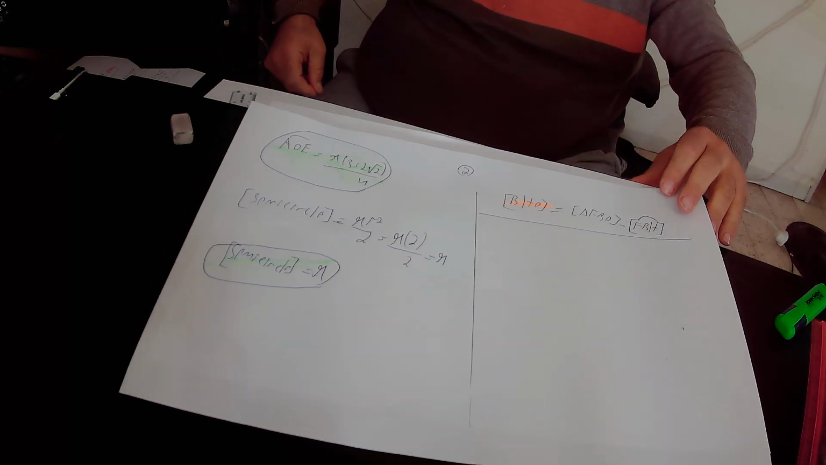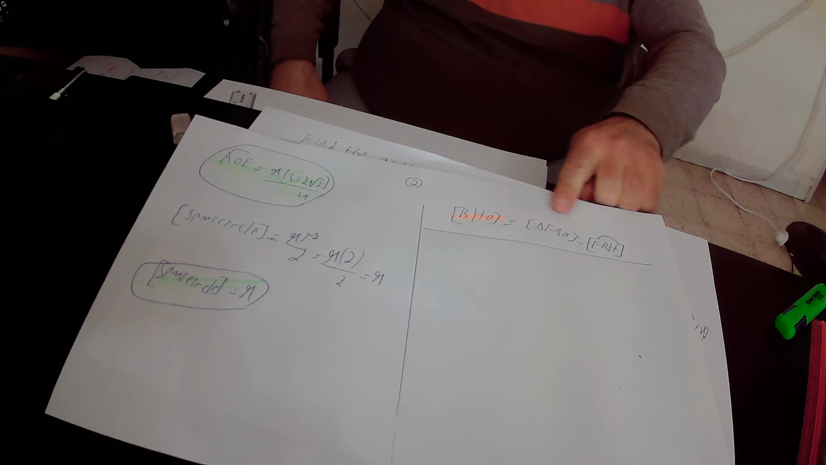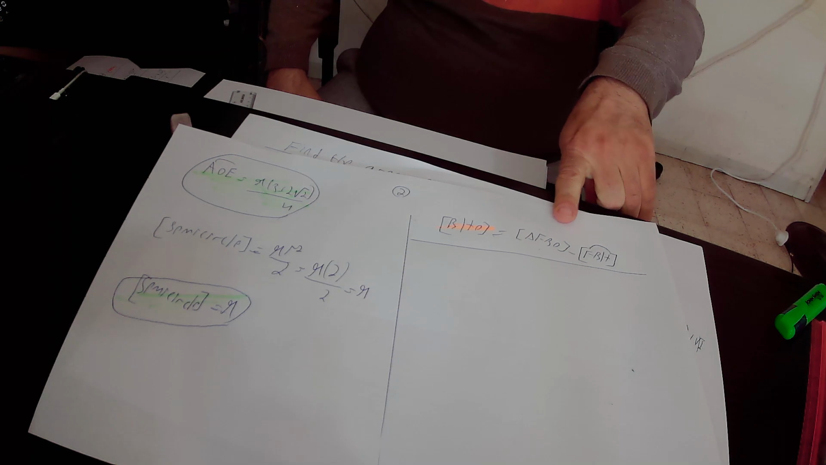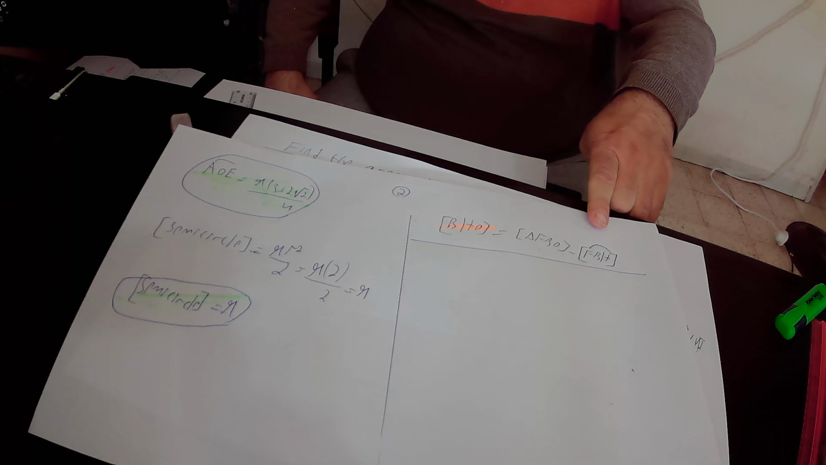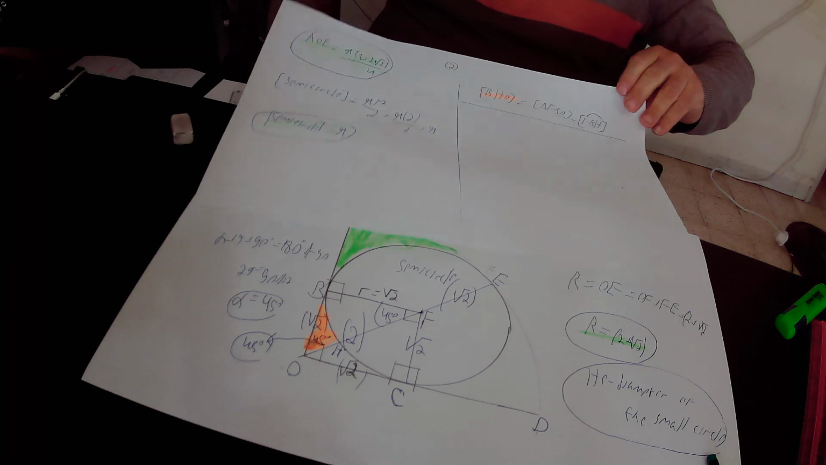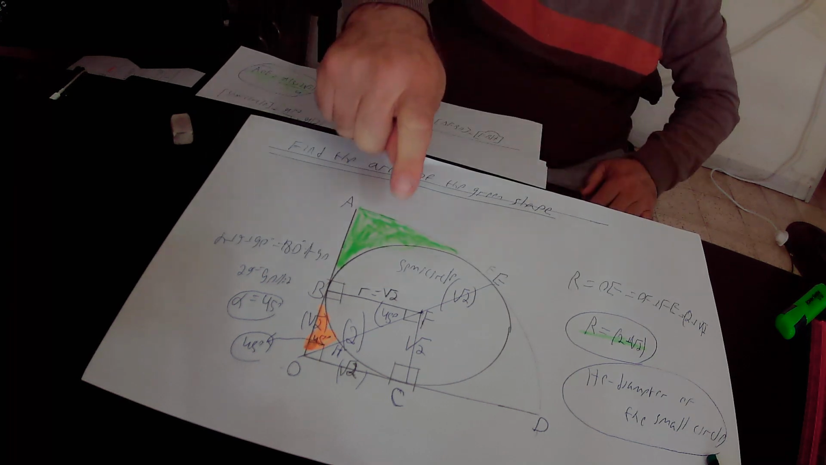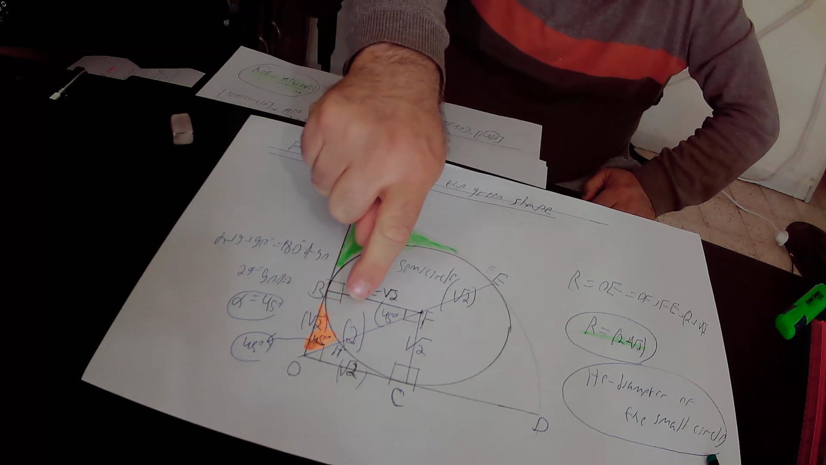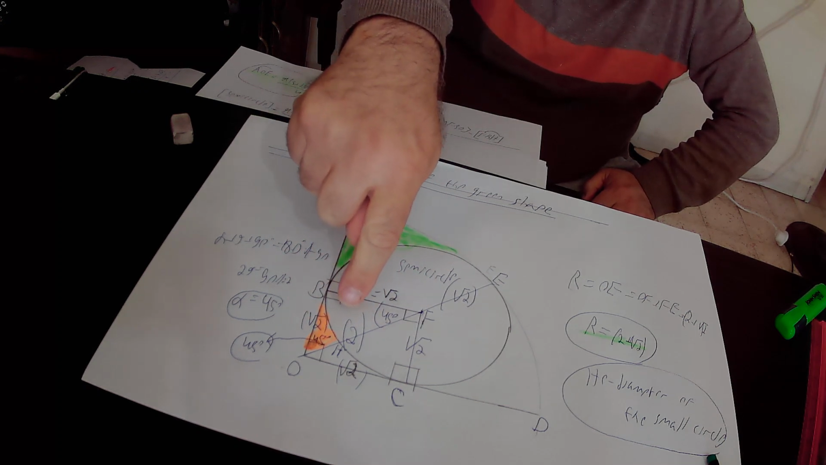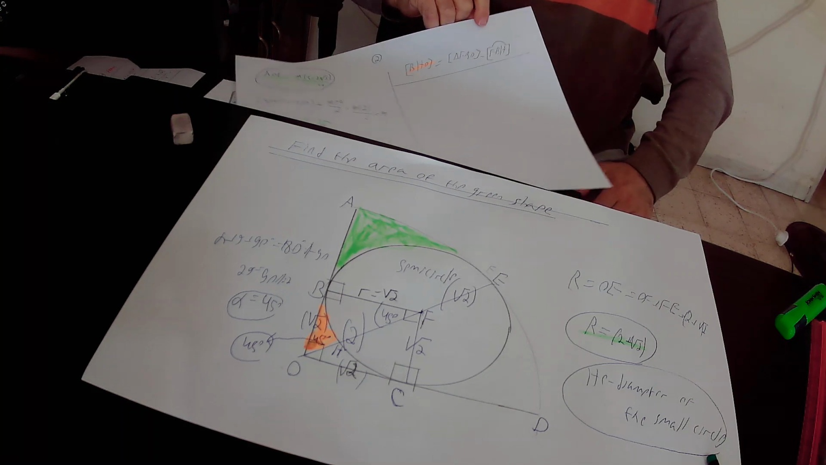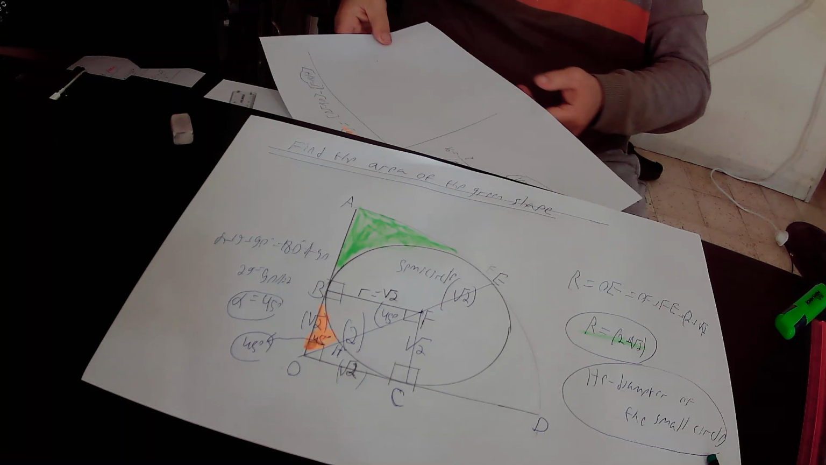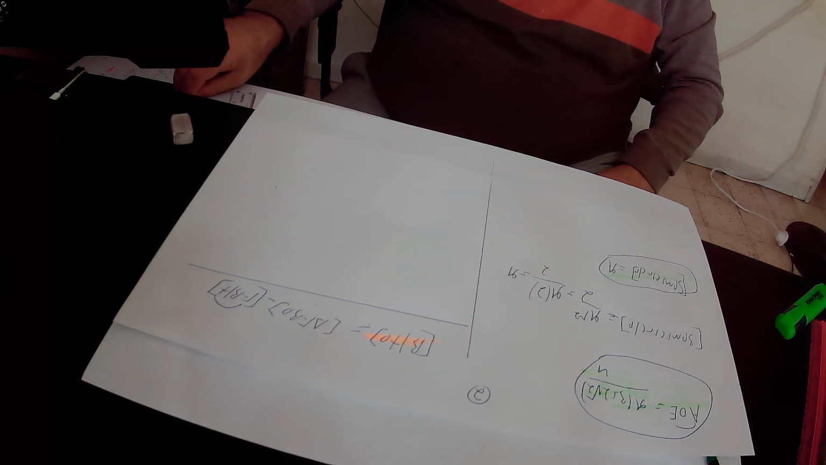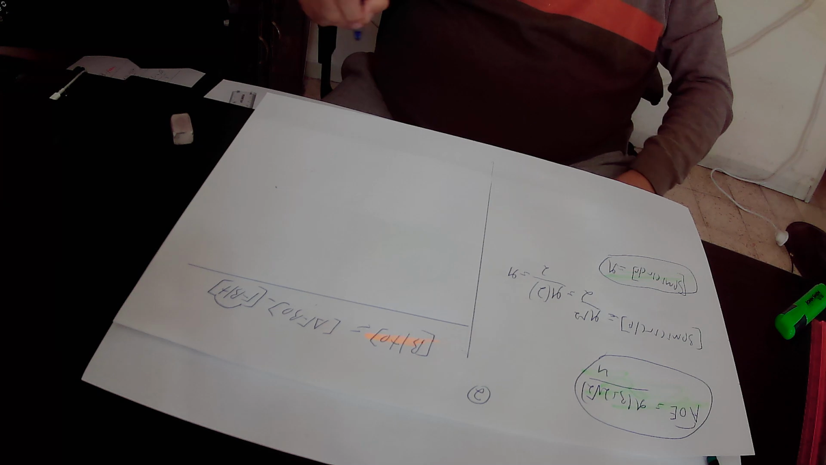The area of the orange shape BHO equals the area of the right triangle FBO minus the area of the small sector FBH. Again, the area of this orange shape equals the area of this right triangle FBO minus the area of this small sector FBH. So what is the area of the right triangle FBO?